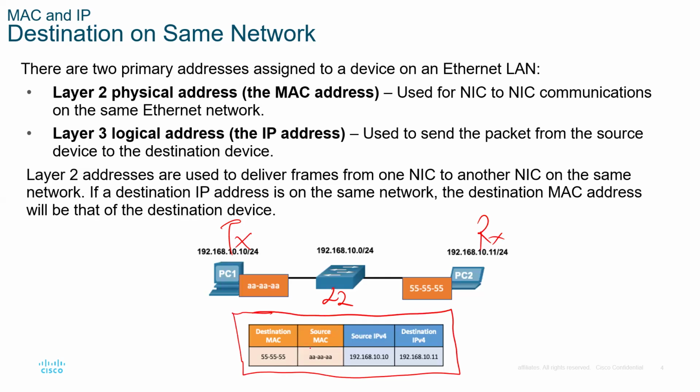Let's say this is the frame. This is the frame that we have from this end. And from the frame, we can see it's part of the frame and the packet. We can see the destination MAC, which is the MAC address of this. We can see the source MAC, which is the MAC address of that. We can also see the source and the destination IP.